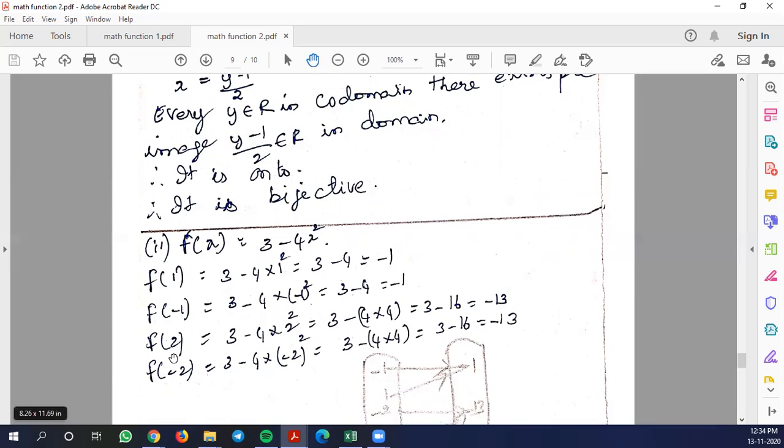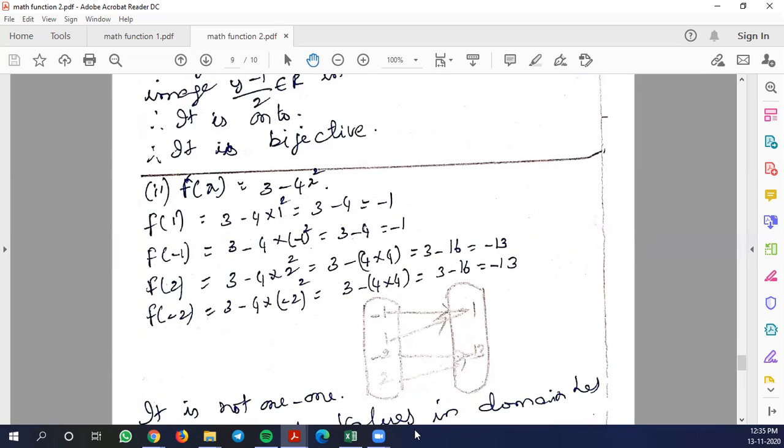In the same way, what is f of 2? 3 minus 4 into 2 square. So 2 square is 4. 3 minus 4 fours are 16. So 3 minus 16, it is minus 13. Sign, the greater one is negative. So minus 13. f of minus 2, what is it? 3 minus 4 into minus 2 the whole square. So 3 minus 16, it is minus 13. Now we are showing the arrow diagram. Minus 1, 1, 2, minus 2.